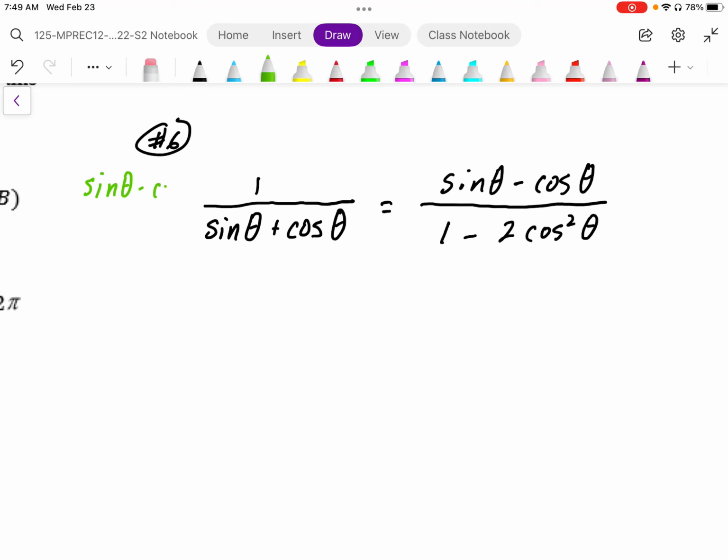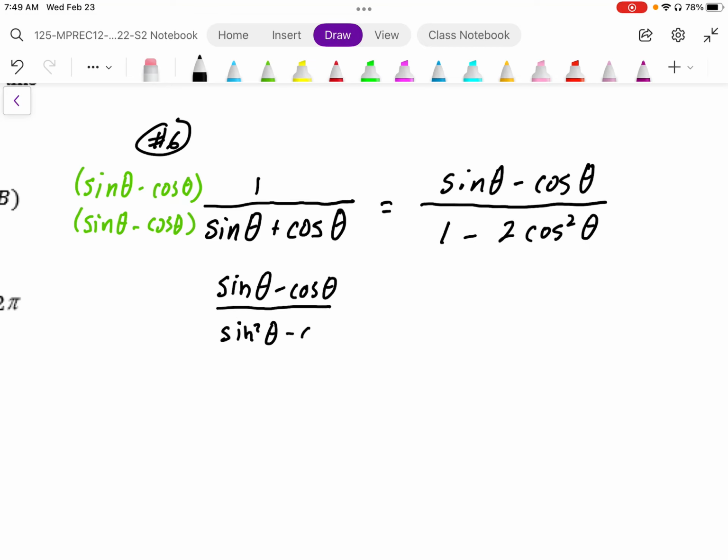Okay, I want this factor in the numerator. And if I do that to both the top and bottom, well, at the very least, I've put that factor in the numerator, which matches the right-hand side. So in doing that, I end up with sine theta minus cos theta. That already matches the right-hand side. And this becomes sine squared theta minus cos squared theta.